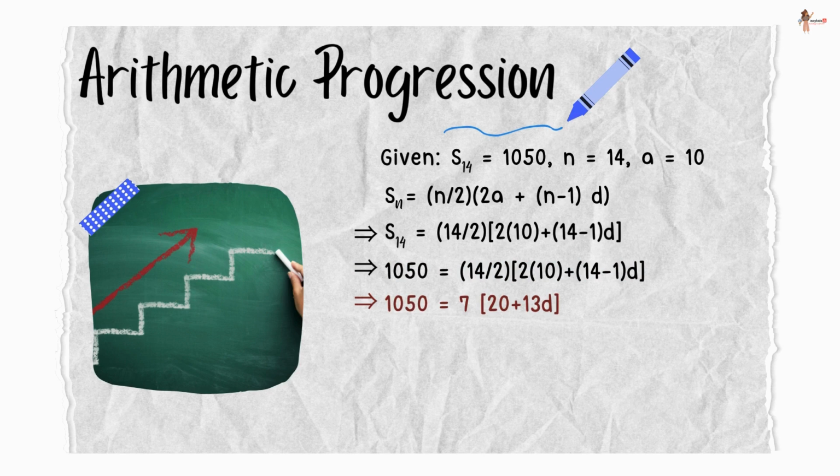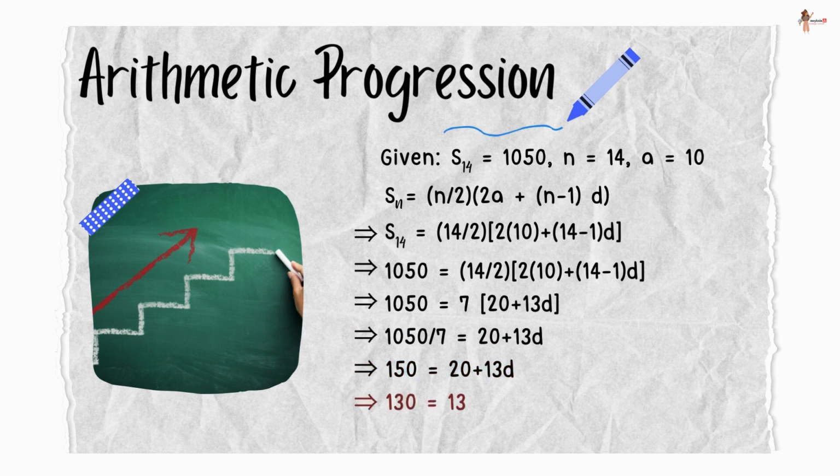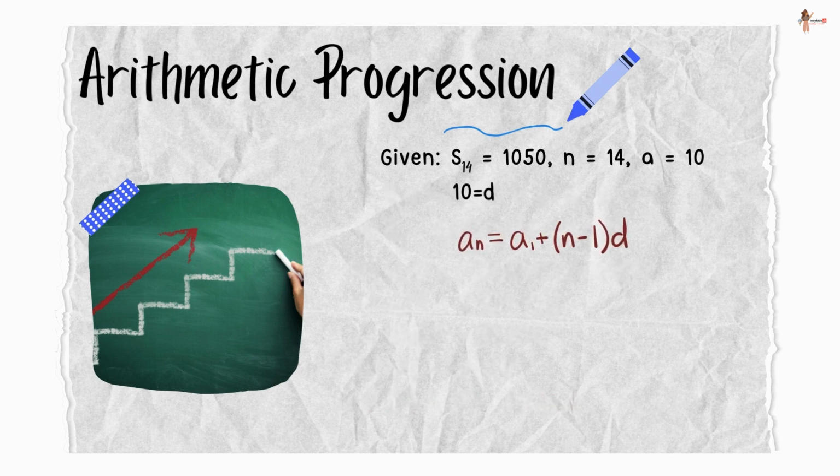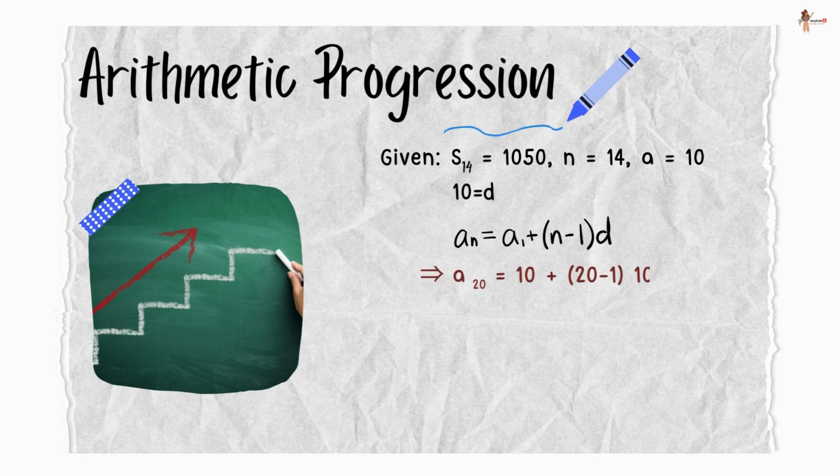From here, we can calculate the value of d, which comes out as 10. Now an is given by a plus n minus 1 times d. Substituting the given values, A20 is equal to 200. So this is what we needed to find: A20, which is 200, and an, which is a plus n minus 1 times d.